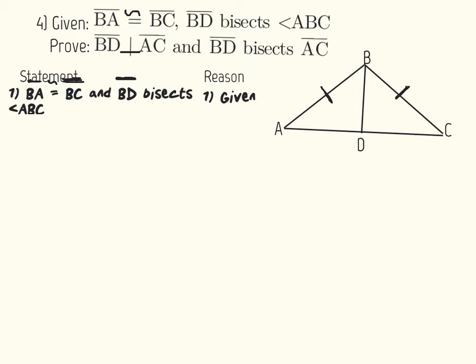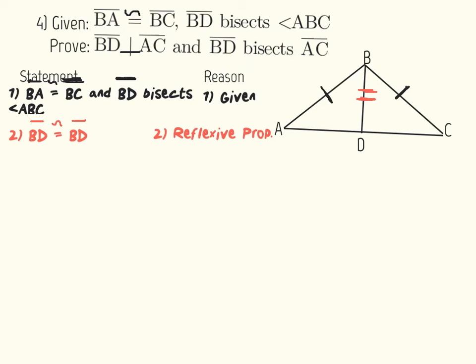So the first thing I'm going to look at is this line here that is shared by both triangles and say that they are congruent for the reflexive property. So segment BD is congruent to segment BD by the reflexive property.